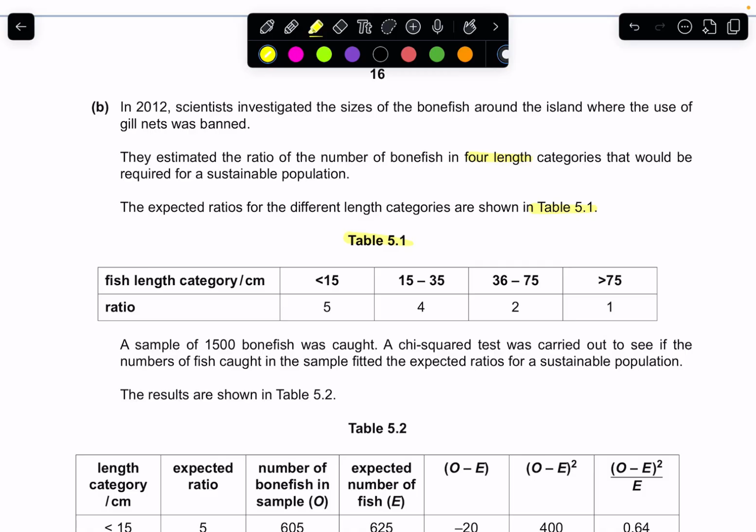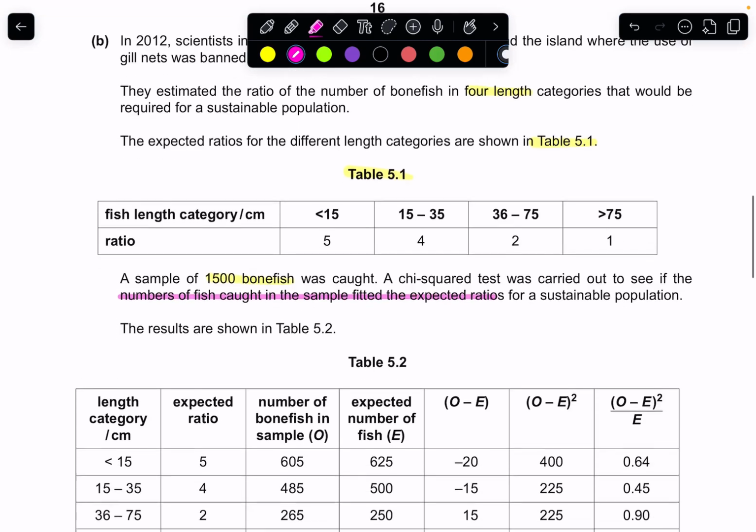So it says a sample of 1,500 bonefish, that's 1,500 bonefish, was caught. A chi-squared test was carried out to see if the numbers of the fish caught in the sample fitted the expected ratios. So right here, this is what chi-squared is: to see if numbers caught fit the sample in order to make a population sustainable.